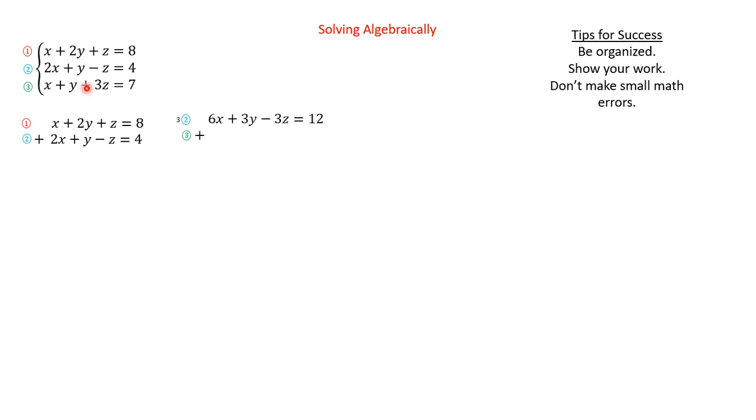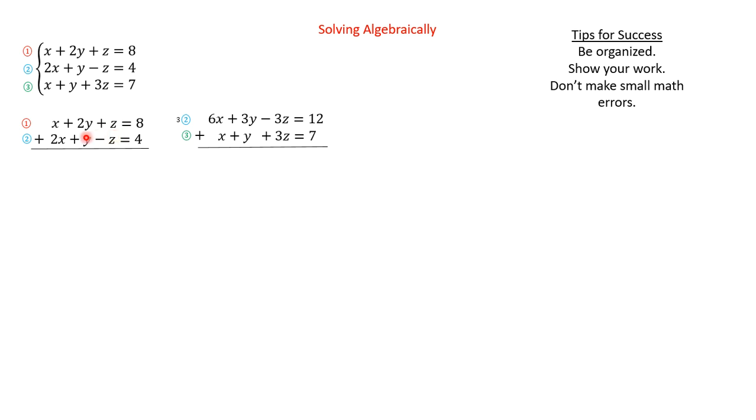3 times equation 2, that was 3 times 2x is 6x. 3 times y is 3y. 3 times negative z is negative 3z. 3 times 4 is 12. Notice we had to multiply everything. And then equation 3 is just equation 3. Now we can add these together, and when we do, the z's here will go away.